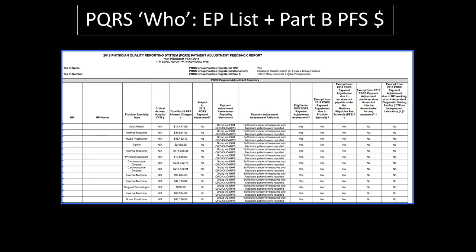In this slide, I have blanked out the NPI and NPI name on the left-hand side for privacy purposes, but you can see that in the third column, the provider specialties are outlined, and there is a list of all the Part B physician fee schedule charges that that provider had to Medicare for the calendar year. There are a variety of other columns here that walk through various adjustments and qualifications and so forth, but this is basically the list of all the providers within the specific tax ID number.